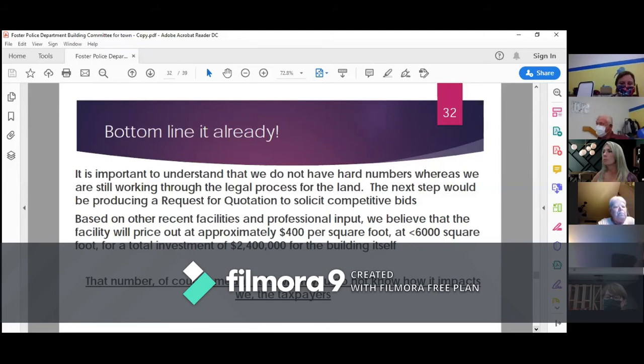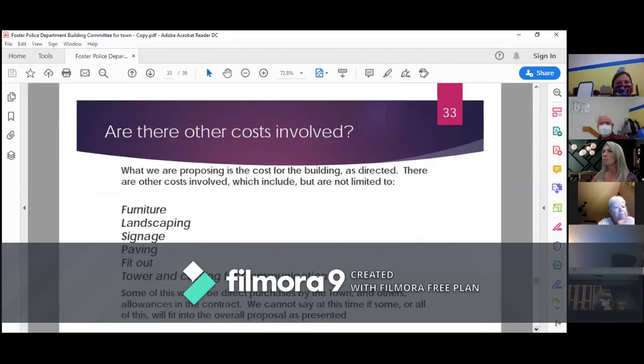So there's a couple of costs that are not figured into that $2.4 million, and we've worked on that with Kelly today. Things like furniture, landscaping, signage, paving, fit out, and we will need a tower for communications because we need to leave the existing tower in place. We can move the communications equipment over with the new tower already in place, so we only have a blackout period of a couple of hours as opposed to a couple of weeks, right? Which we obviously can't do.